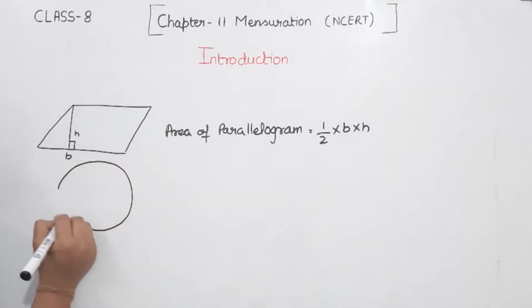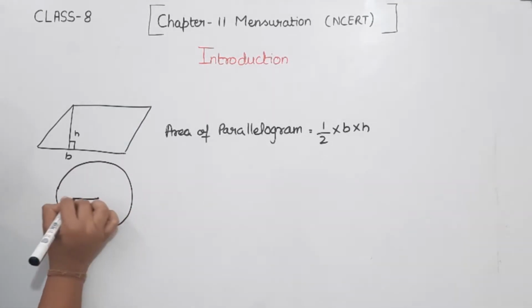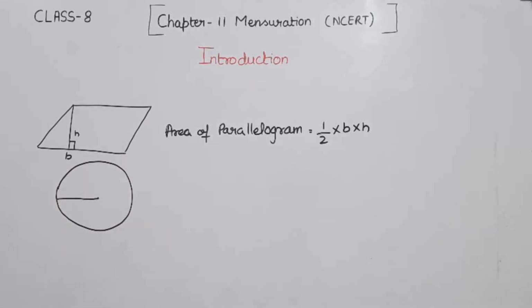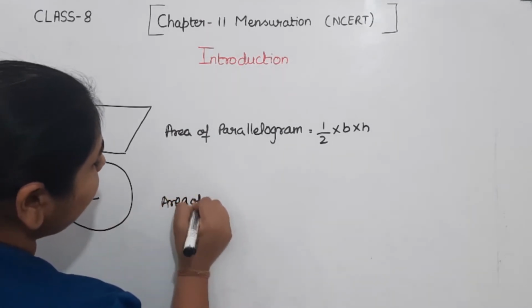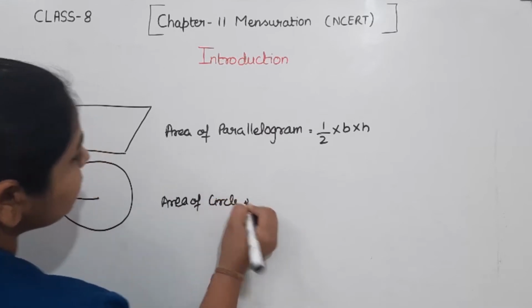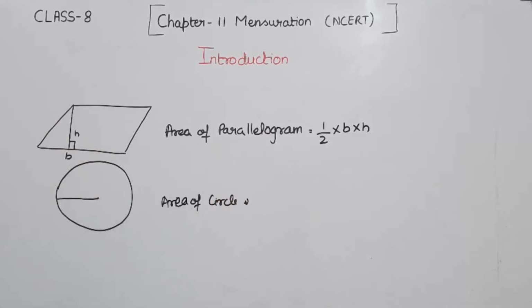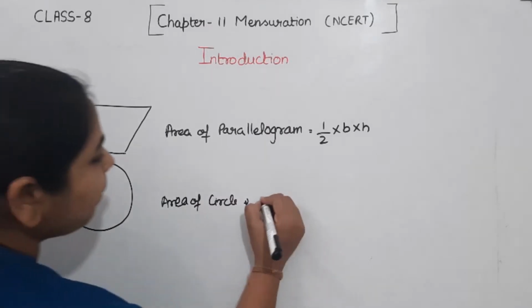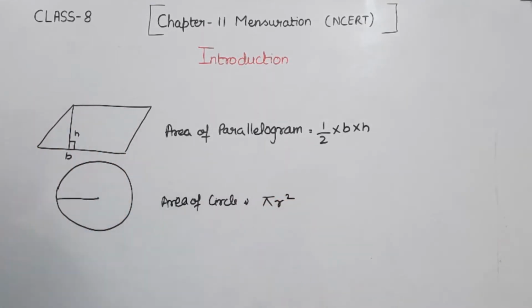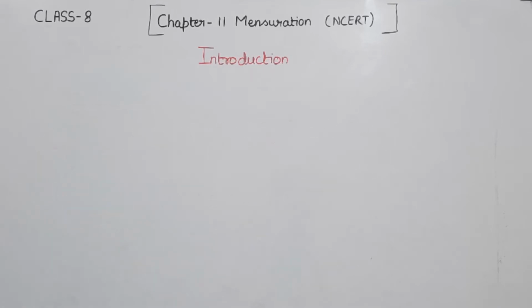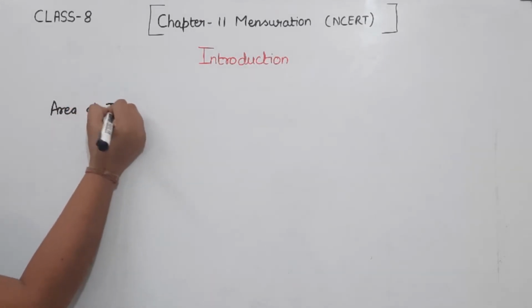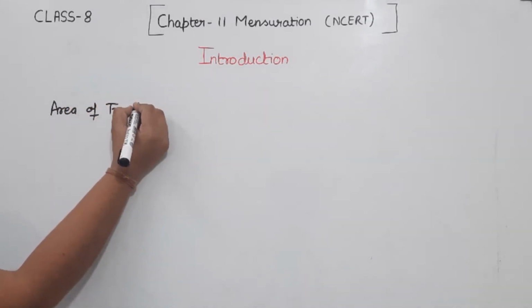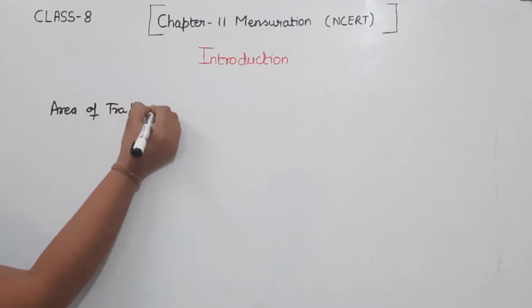Next one we are having is a circle. This is the center, and this one we are having the radius. So we have to find the area of circle. So the area of circle we are having as equal to the pi r square. This is the area of the circle we are having. Now the next topic we are having is the area of trapezium. So we are going to understand what is the trapezium we are having.